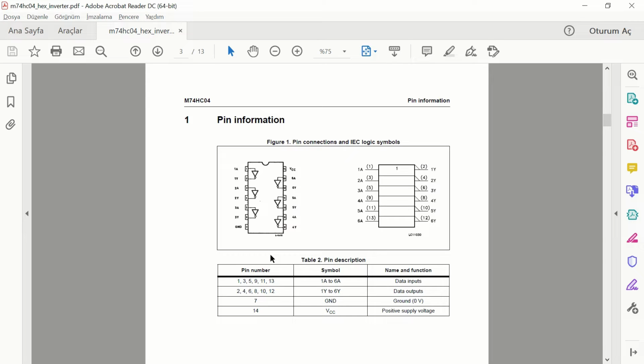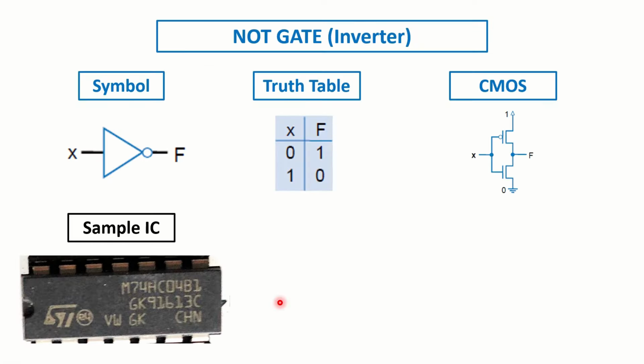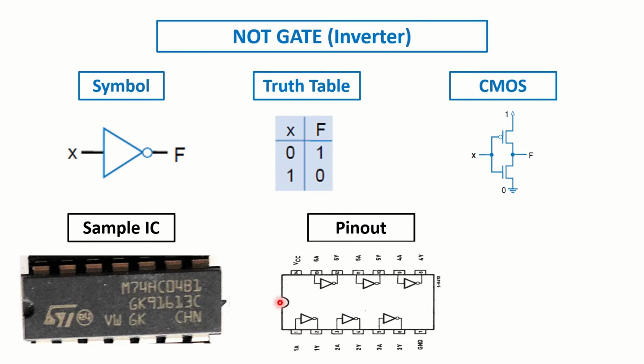This is the pinout of our IC. You can see that it has 14 pins, 1 for VCC and 1 for the ground, and it has 6 inverters inside. Let's use this pinout in our presentation. Here we can see the mapping of the pins on the integrated circuit. Make sure the pin indicator is aligned. Now let's connect this NOT gate integrated circuit to microcontroller.